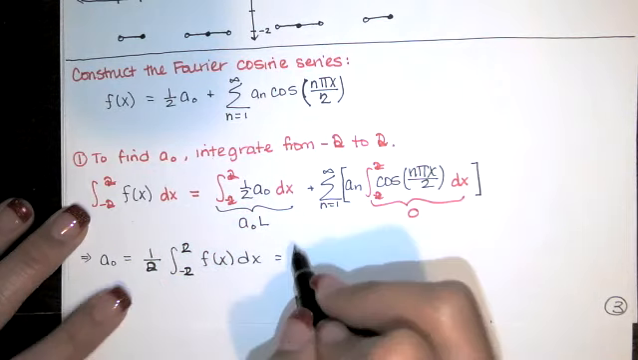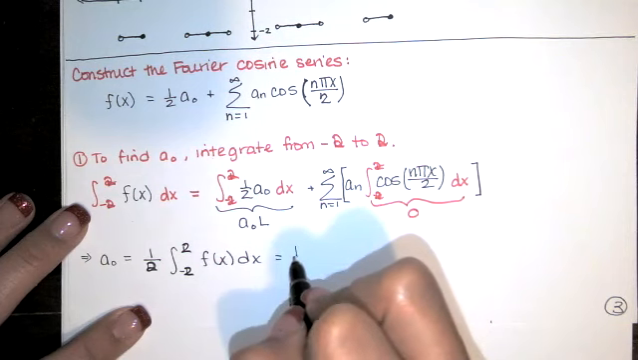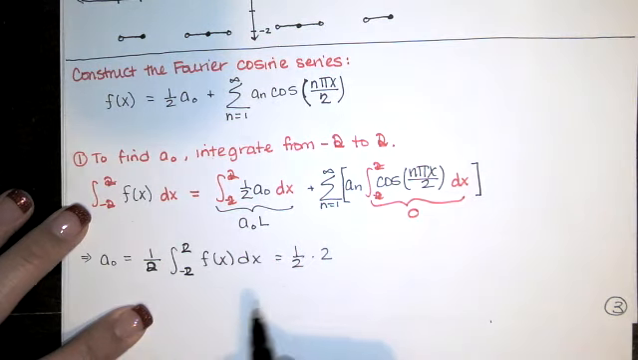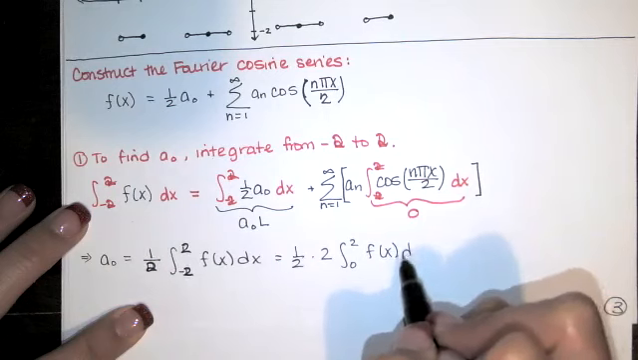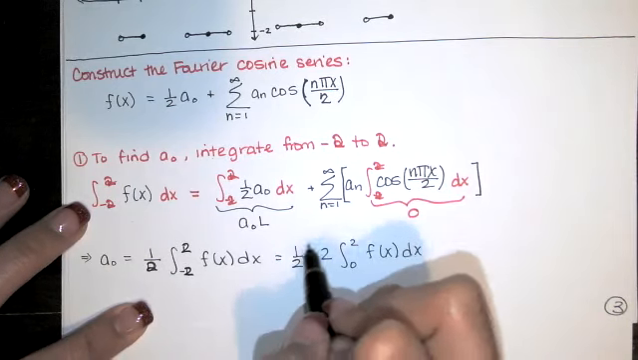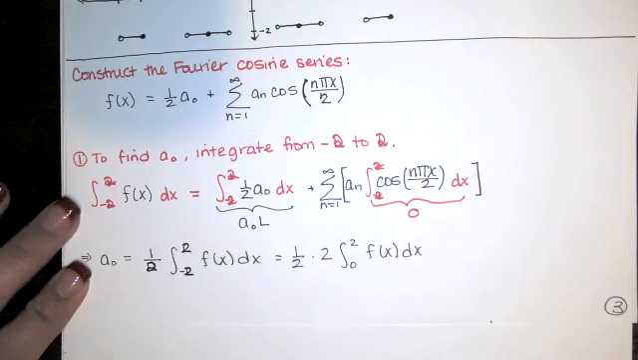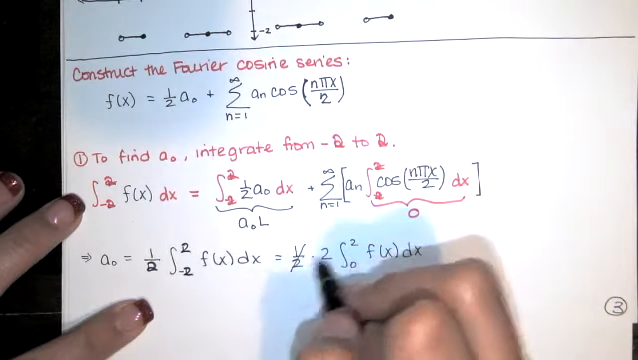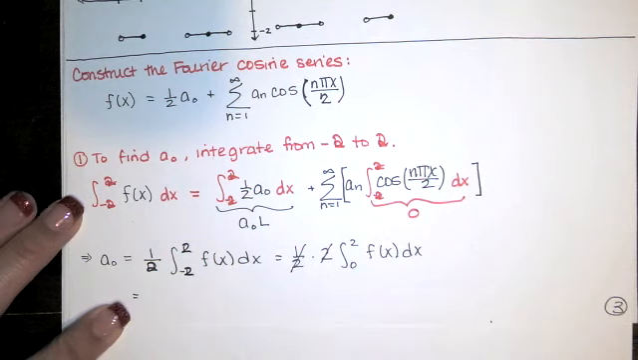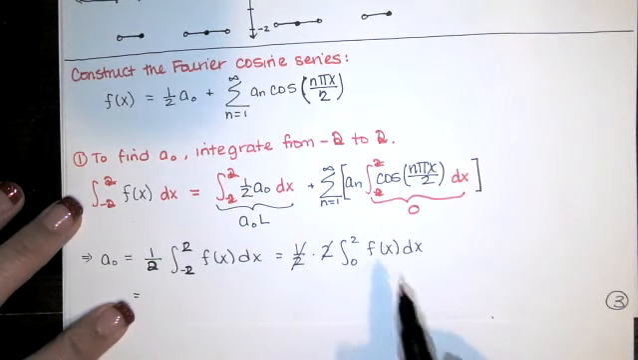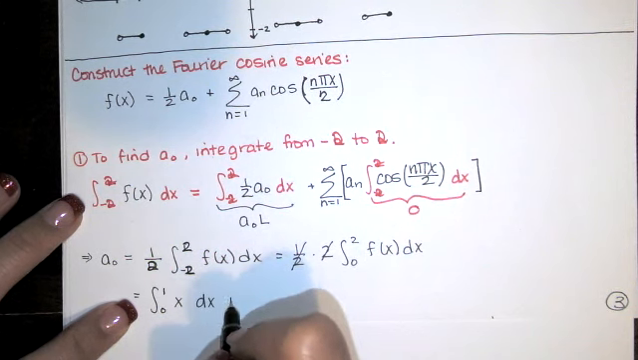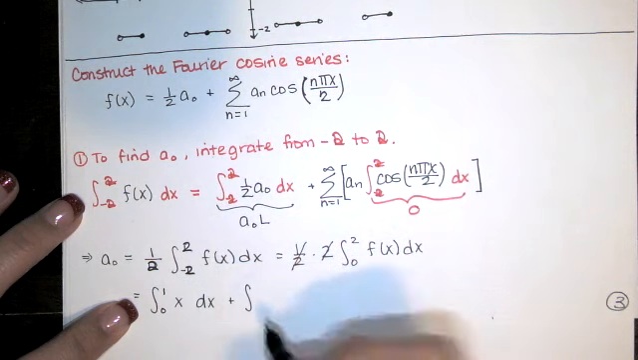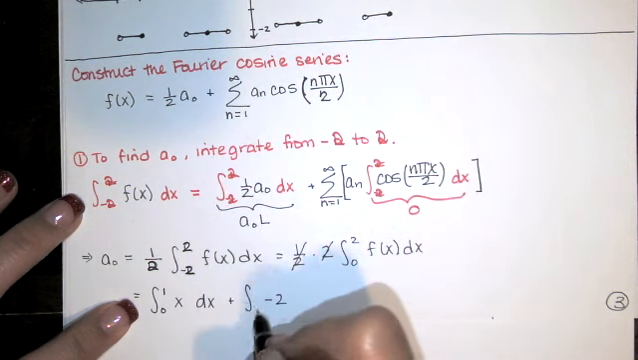So I have 1/2, that's from my 1 over L. And then we double it. And then we say, rather than integrating from negative 2 to 2, I'm just going to integrate from 0 to 2 and then double it, because f is an even function, or because we're interested in the periodic extension of the even extension of f. And so that's pretty straightforward. F is a piecewise function. It's defined to be x on the interval from 0 to 1, and it's defined to be negative 2 on the interval from 1 to 2.